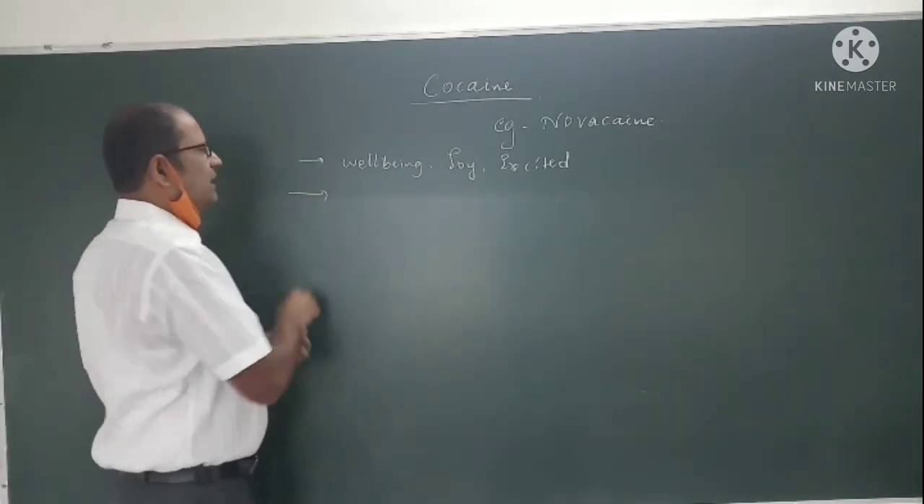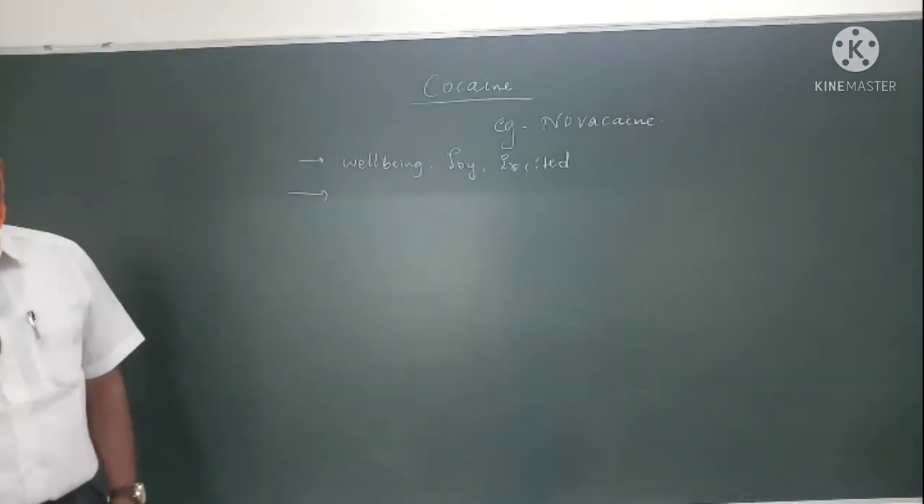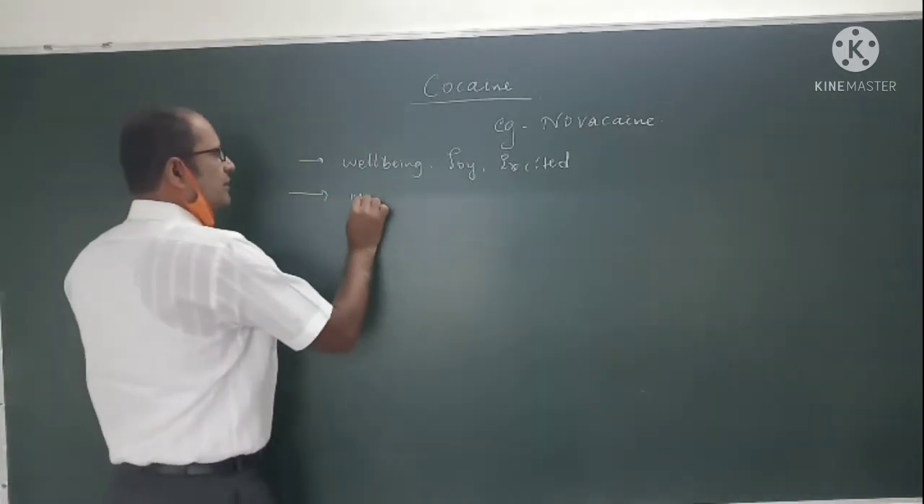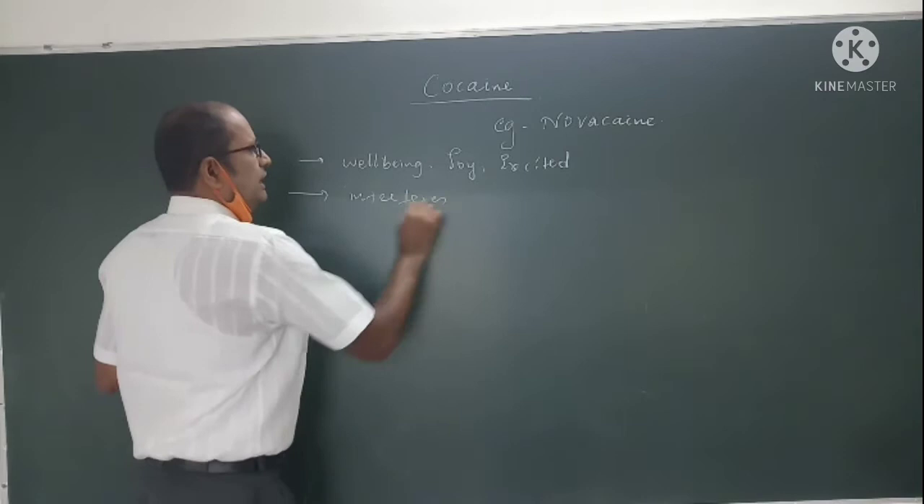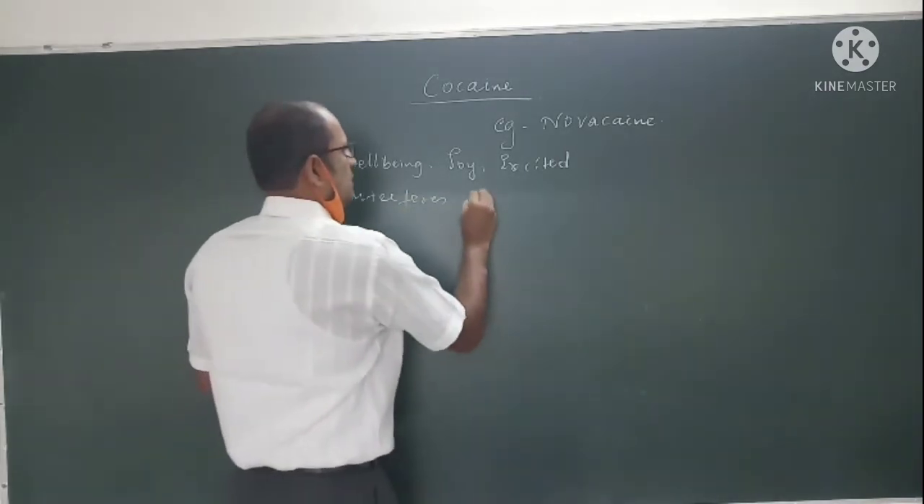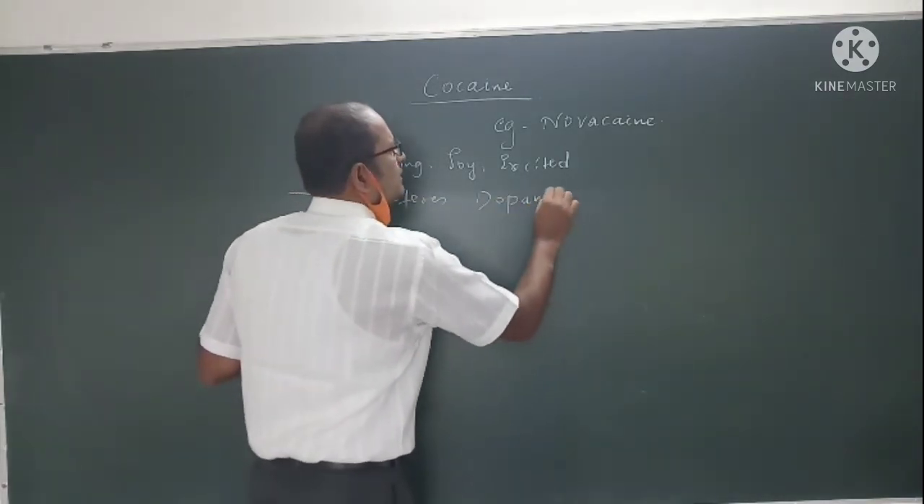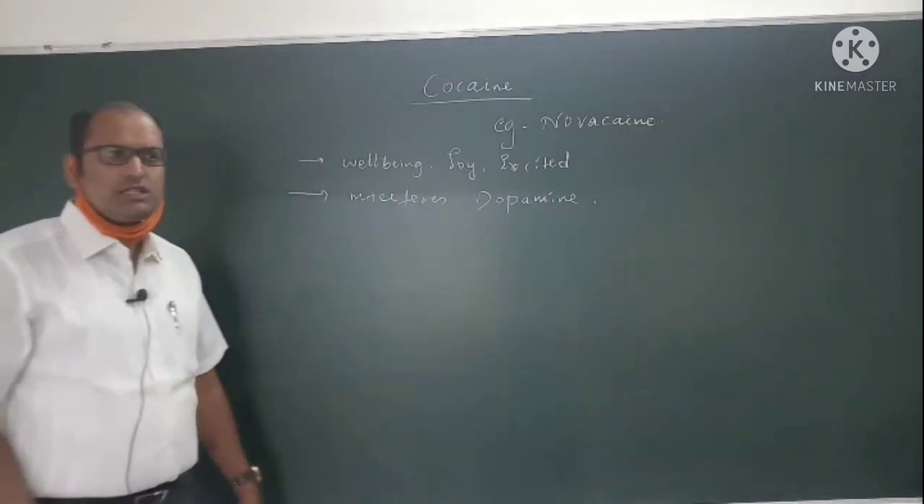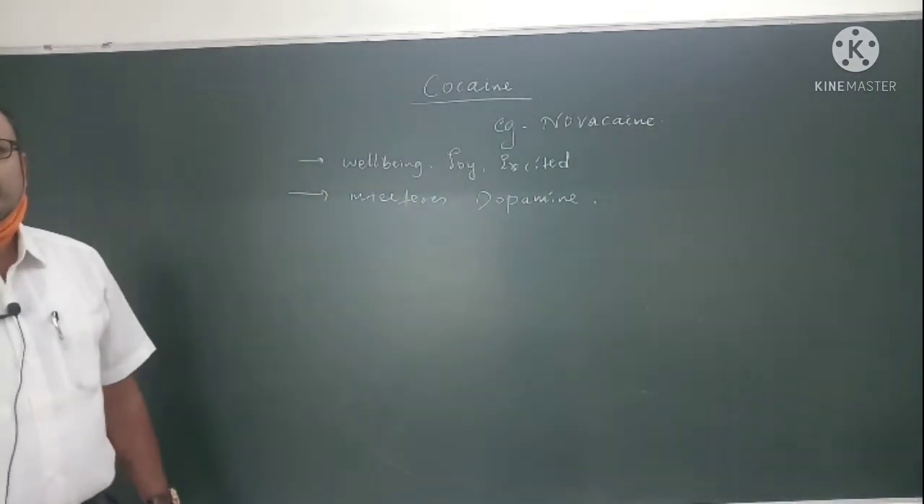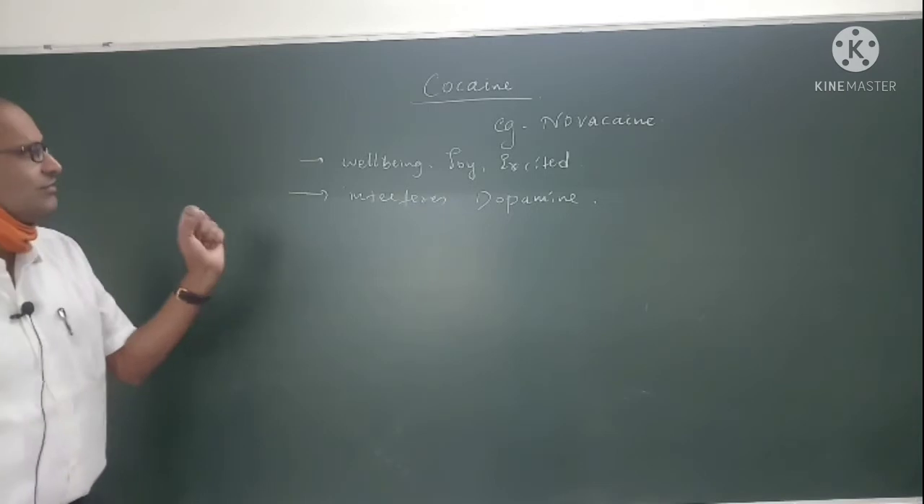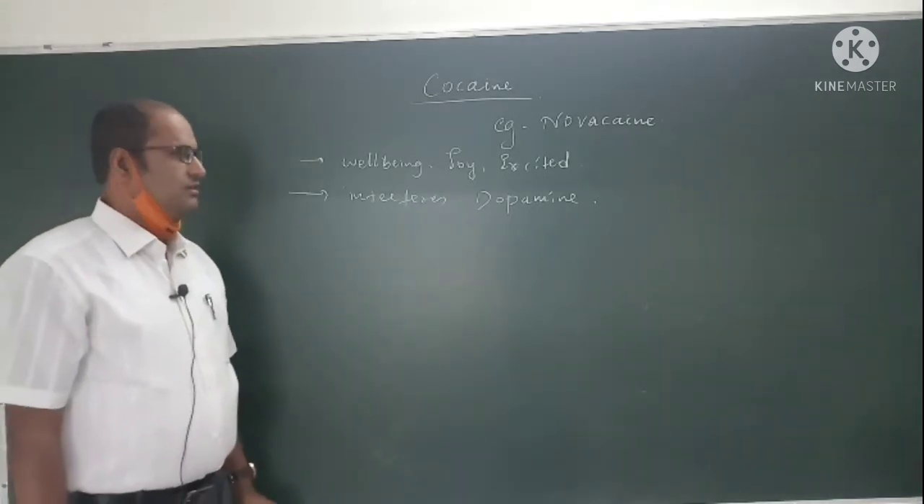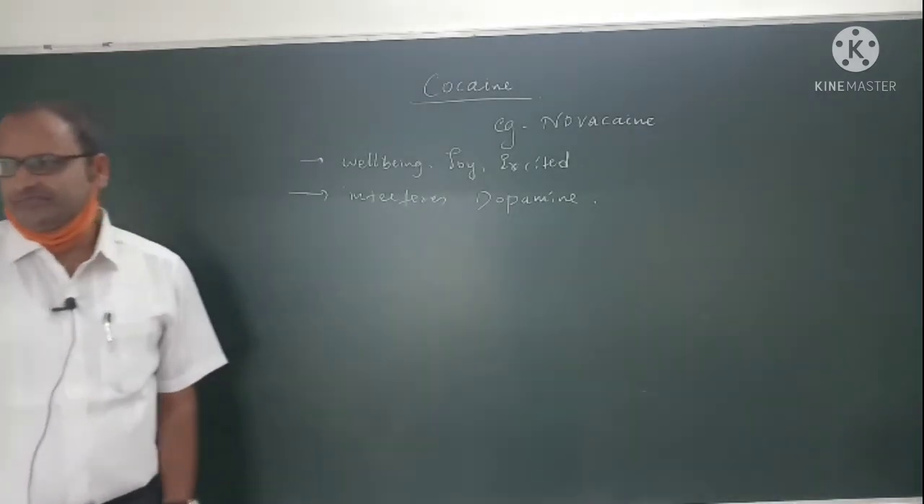Well-being, joy and excitement, the cocaine, okay. What does cocaine do to our body? It interferes, look at this word, it interferes with dopamine. Interferes what? Dopamine. So please make a note of it, underline this word. So it interferes with dopamine.